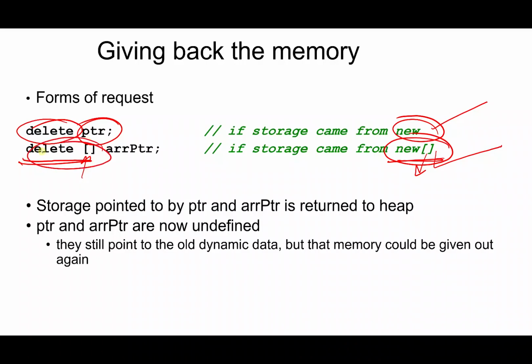So the storage pointed to by the PTR and array PTR is returned to the heap. PTR and array PTR are now undefined. They still point to the old dynamic data, but that memory could be given out again. Which means that when you use delete, you can still have access to those locations, but those locations are not storing your data anymore. They may appear to store your data for a moment until the operating system gives them to another process, and then those are actually storing different data.